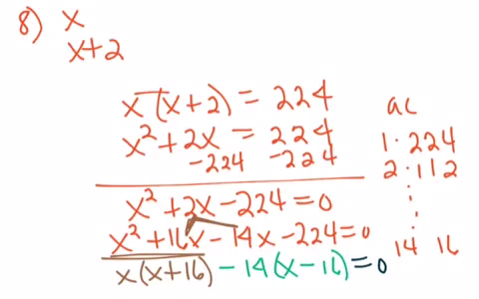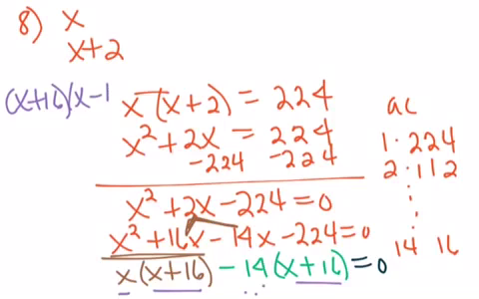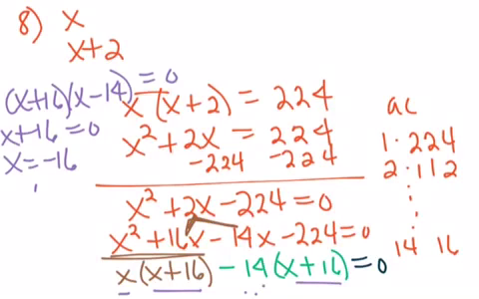And that equals 0. Well, we have a common factor here of x. Oh, I'm sorry, this is minus. Negative 224 divided by negative 14 is a positive 16. Sorry. So then we have a common factor of x plus 16, and the other factor is x minus 14. So we have x plus 16 equals 0, so x equals negative 16, or x minus 14 equals 0, so x equals positive 14.